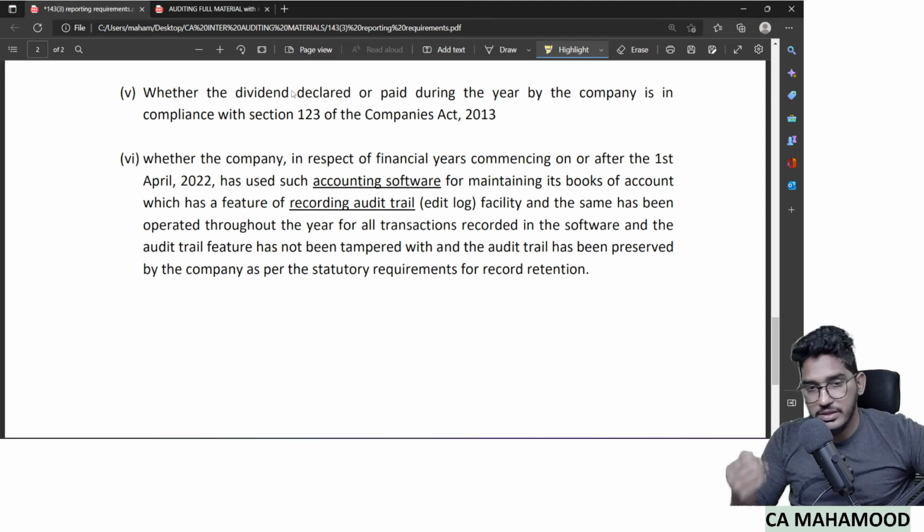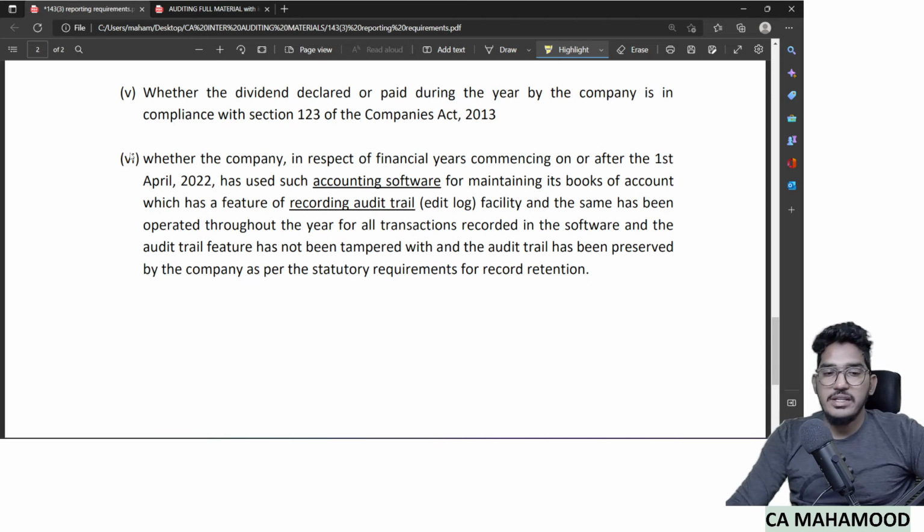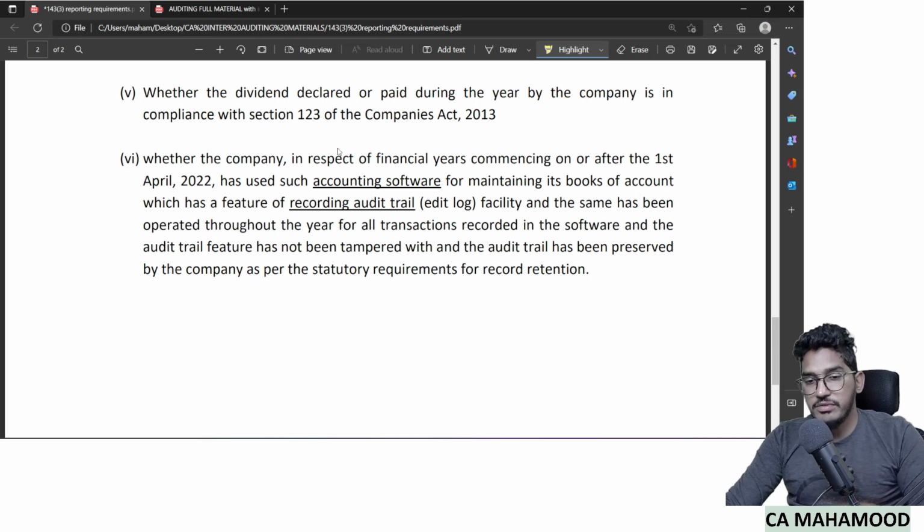Very simple point. Next one, sixth point. This is a very recently added point and it will come into force for this financial year only, financial year 22 to 23. So what is this point? Let us try to understand.